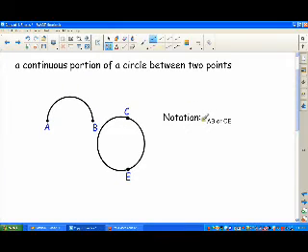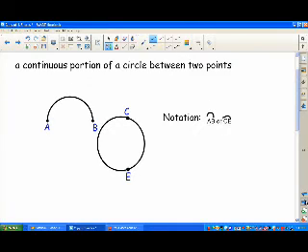And the symbol that I'm going to use, an arc is part of a circle, so it's curved, so our symbol is going to be a little curve. Okay, it's not a straight line, so it's not going to be a line. It's not a segment, so it's not going to be a line. It's a curve, so it should look like a little curve there.